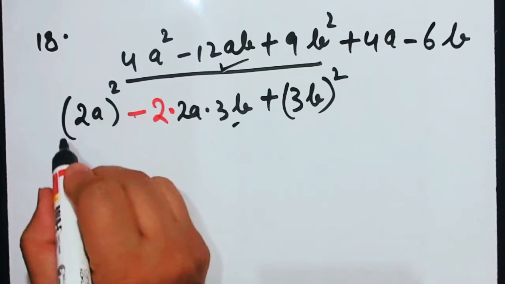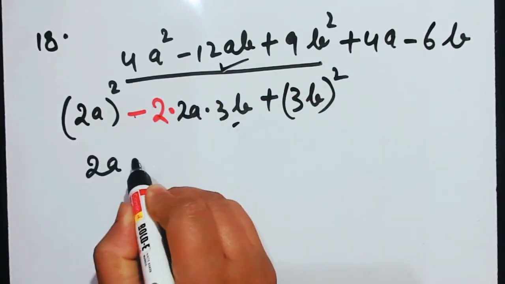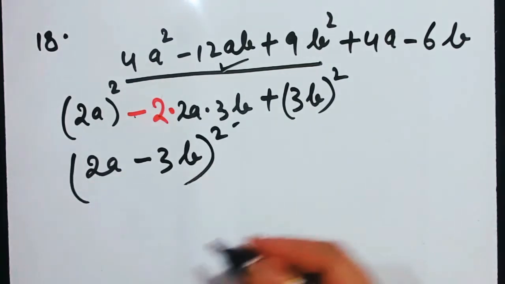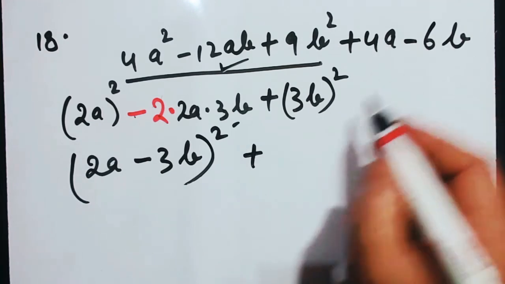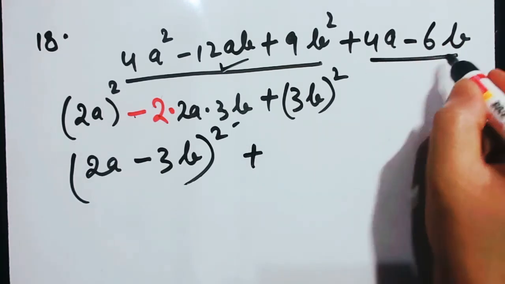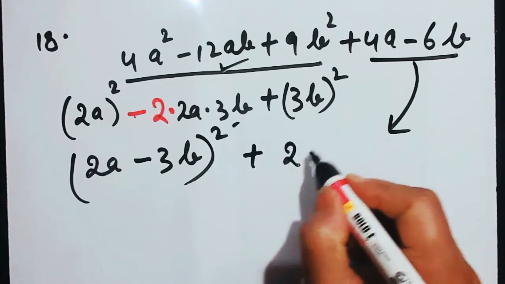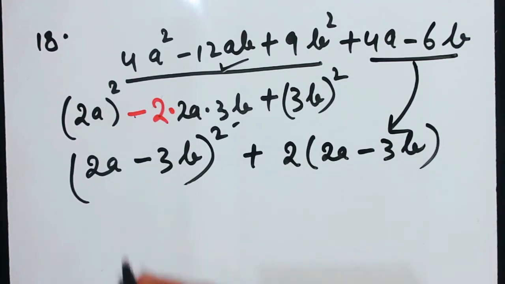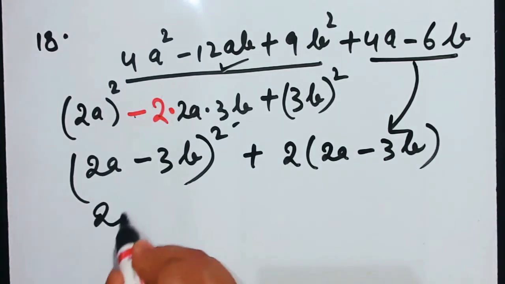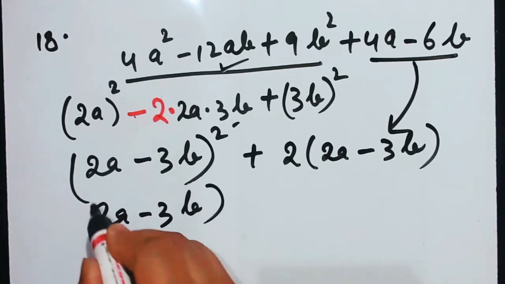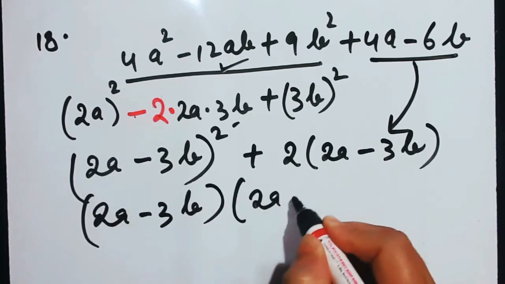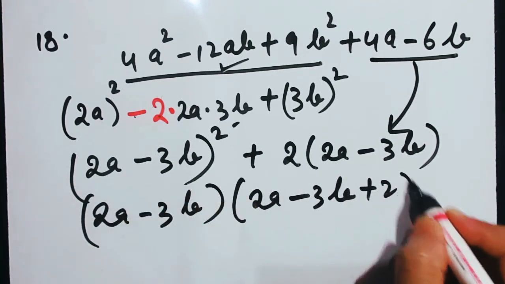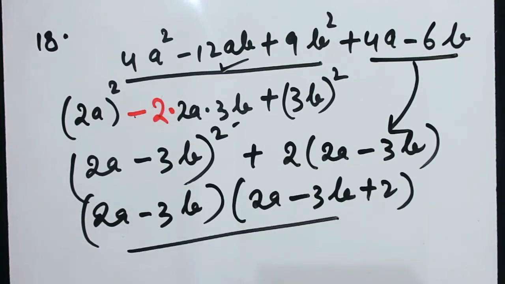This means the whole can be written as 2a minus 3b whole square. This will come in the formula a minus b whole square, plus 4a and minus 6b was already there. So from here if I take 2 common, I'll get 2a minus 3b. This means once again when we take 2a minus 3b as common, we are going to get 2a minus 3b from here plus 2 as our final solution, isn't it?